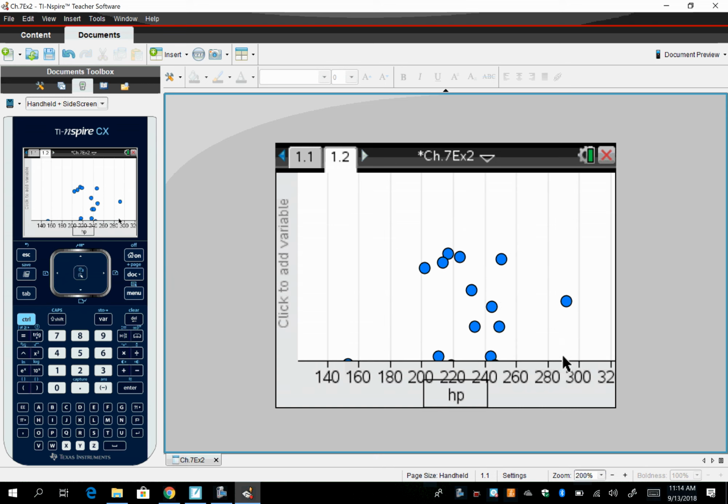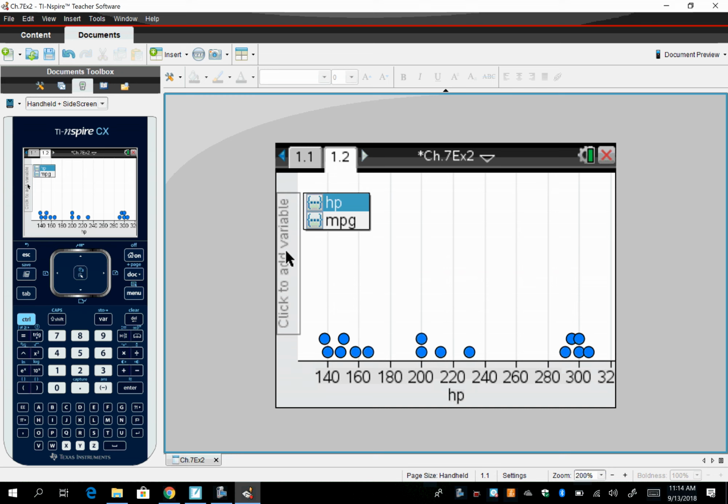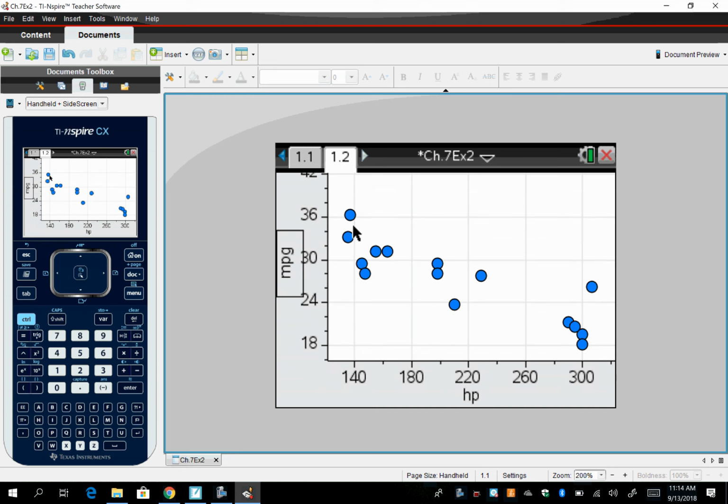So HP for me. Now you'll notice that's a dot plot with just horsepower. But this is new. We've never done this. We're going to add a variable on the y-axis, and we're going to add miles per gallon. Whoa. I know. All right, so we have created our scatter plot. That's part A. Part B, to describe it, what 3 things must I reference? Direction, form, and strength. Okay?